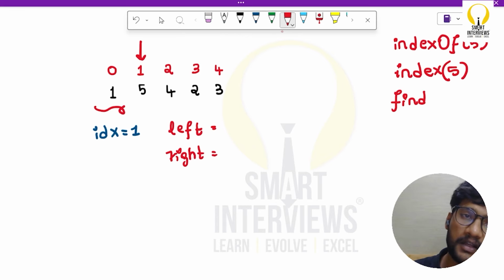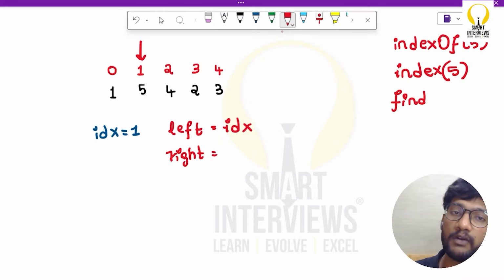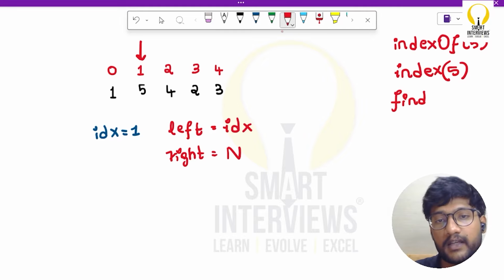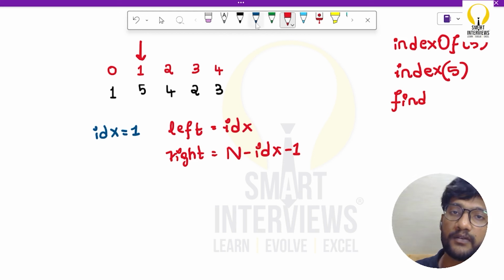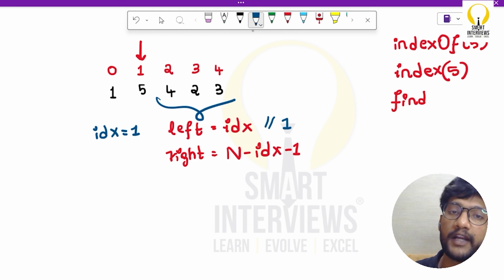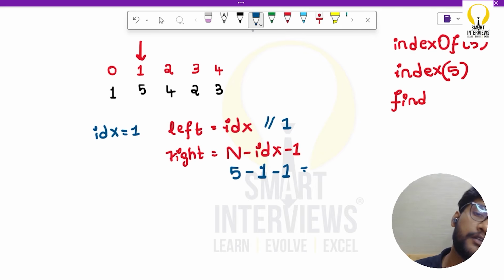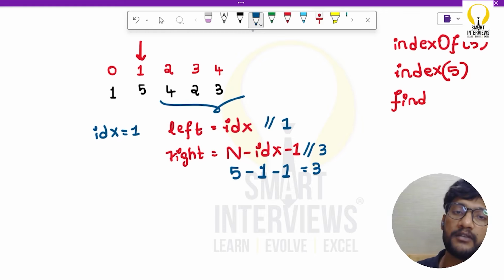Can I say simply the left part is nothing but index? Because currently the index is 1. Can I say we have only one element on the left side? And then what about the right side? Can I say n minus idx minus 1? So if you see, index is 1 currently, fine. Then what about right? We have 3 elements: the length of the array is 5, your current index is 1, and you subtract 1. You'll get 3. So here also we have 3, right? We have 3 elements, yes.